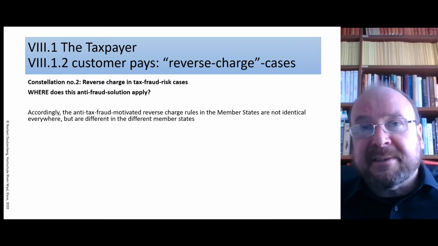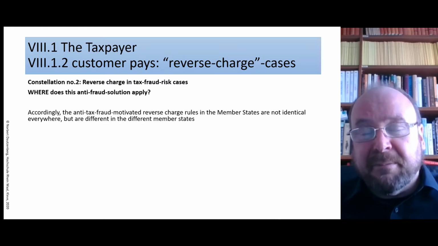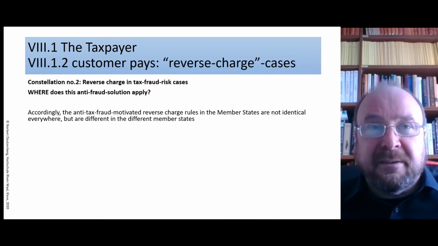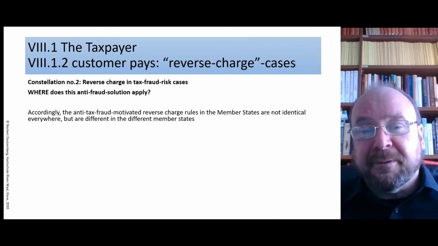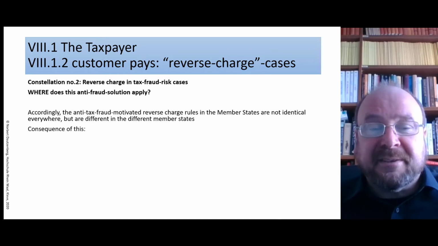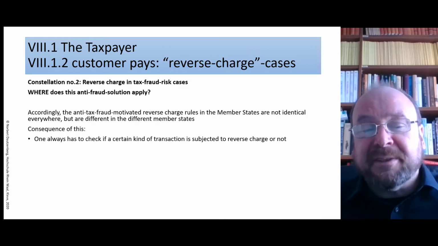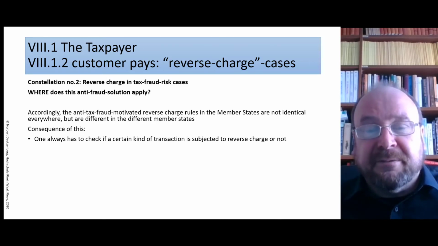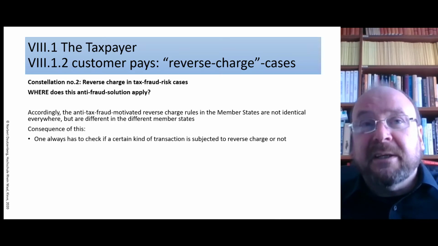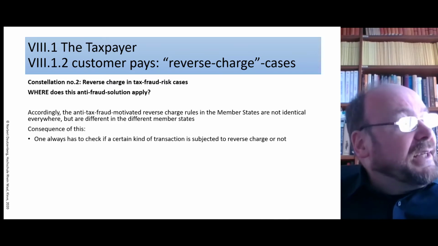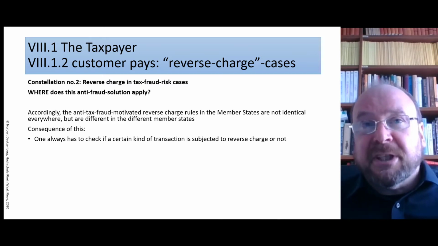The problem is that this is different in every single member state of the EU, so you can never be sure that if taxation has to be done in a foreign state, the reverse charge system does not apply. So you always have to check if a certain transaction is subject to reverse charge or not. By the way, when something happens in Germany, you also have to check the catalog of all reverse charge transactions.